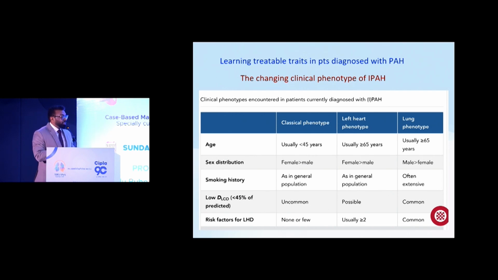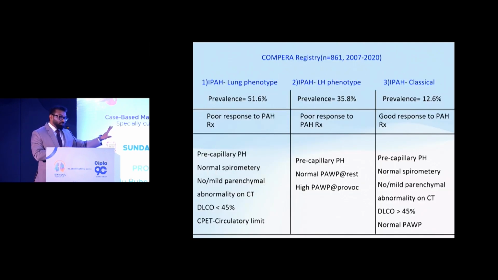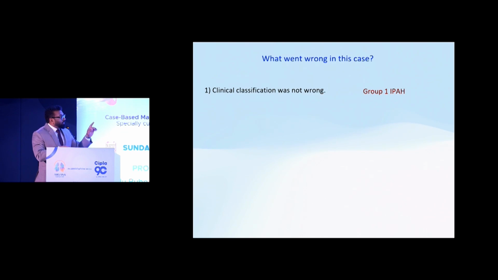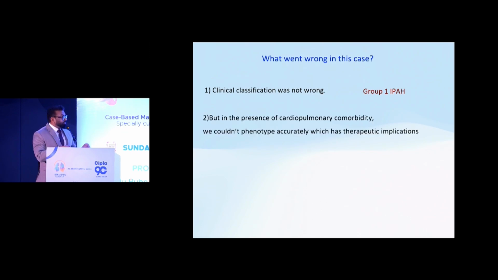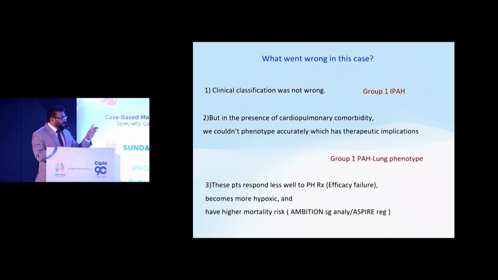Now, in this case, we thought this is idiopathic pulmonary arterial hypertension, lung phenotype. Mostly elderly male, significant smoking history, DLCO less than 45% predicted, and precapillary hemodynamics. These patients usually have almost normal spirometry, no or mild parenchymal abnormality. But the point is, we were perhaps not wrong in classifying the group. Where we went wrong, we could not phenotype the patient properly. It was group 1 PH, lung phenotype.